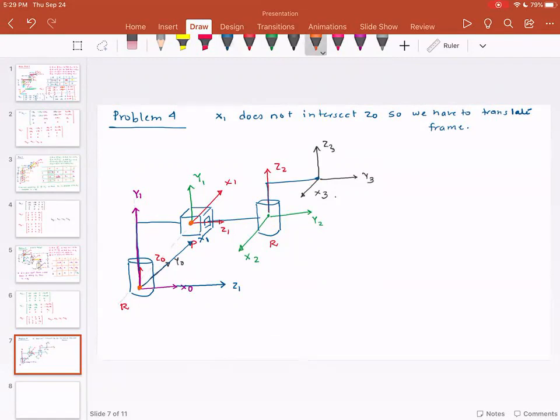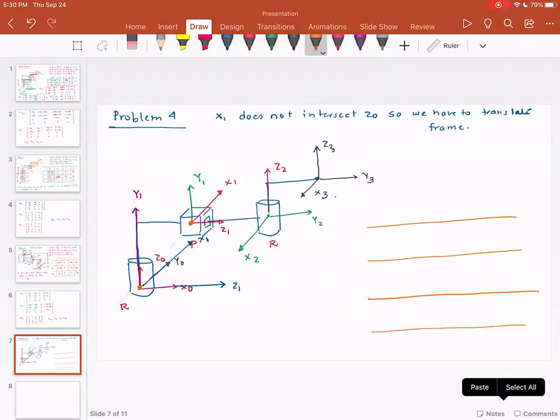Okay, moving on. Now we need to construct the DH parameter table. I am going to draw it: this is revolute, prismatic, revolute. So I need to have theta, alpha, then R and D.